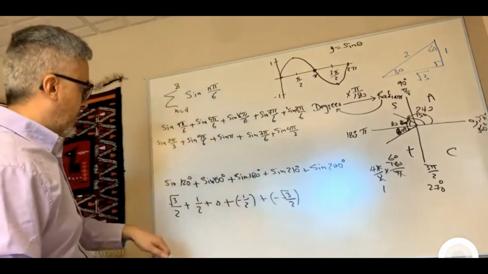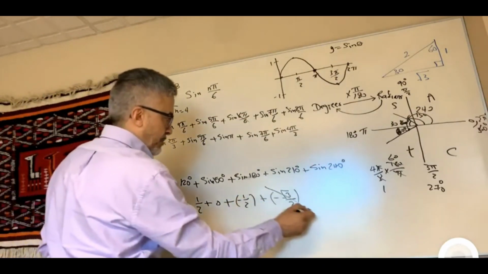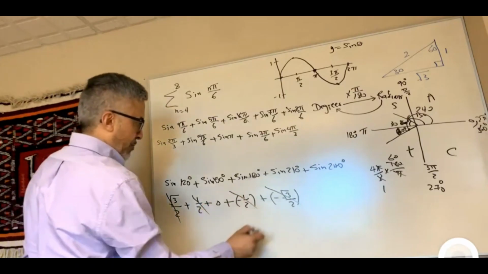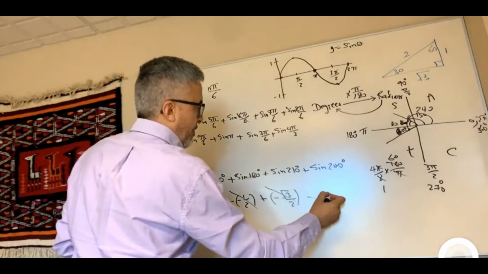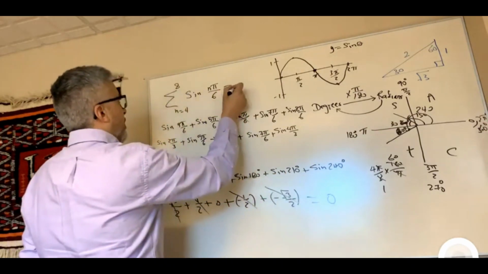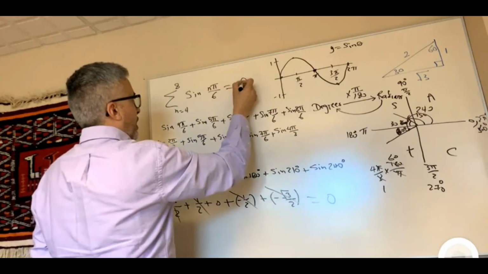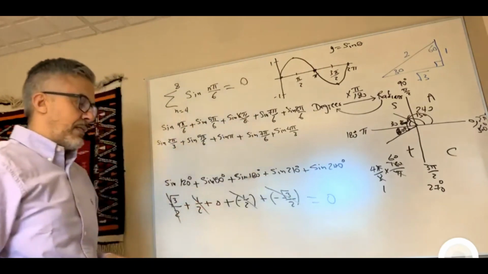Now just add all of this up. The half and the negative half will cancel, and the root 3 over 2 terms cancel as well. So the final answer is 0. All of that work that we've done ended up giving us 0.